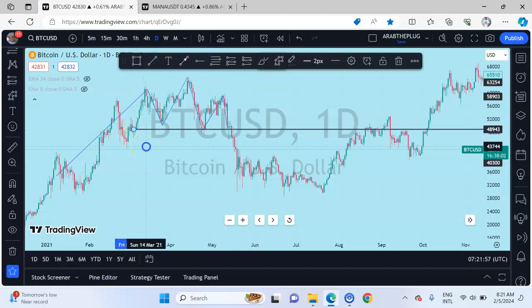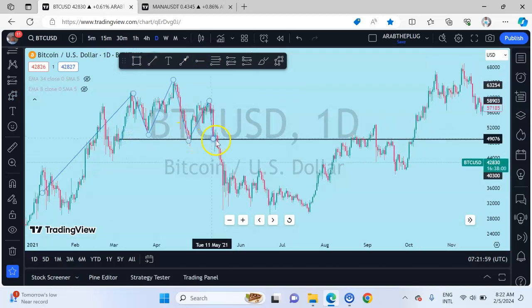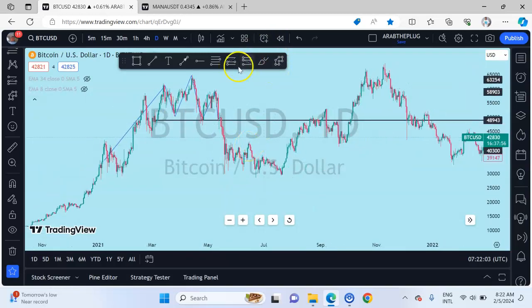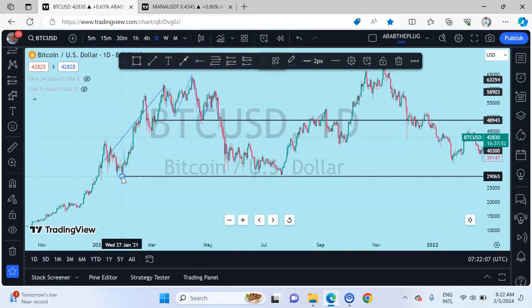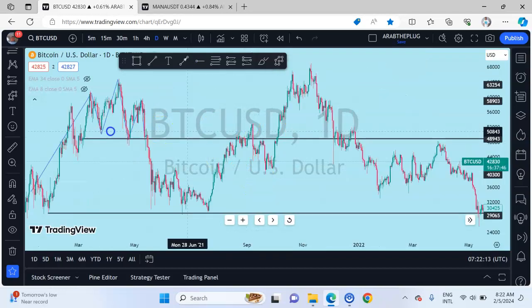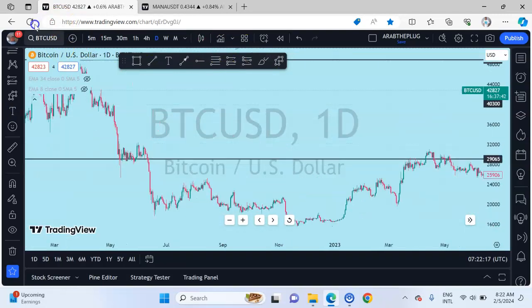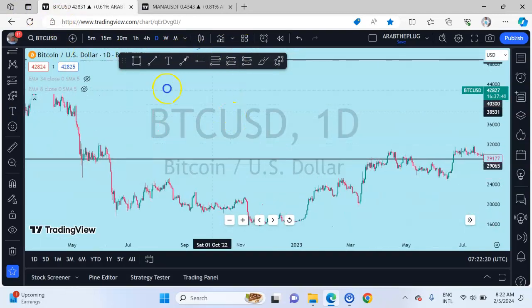You are going to enter at the break of the neckline if the break was with a momentum candle. And where would your target be? The target would be the next area of value. And what happened? The market broke the neckline and smashed this area. That is pretty much how to trade the head and shoulders and also the inverse head and shoulders. So it's pretty much the same thing.